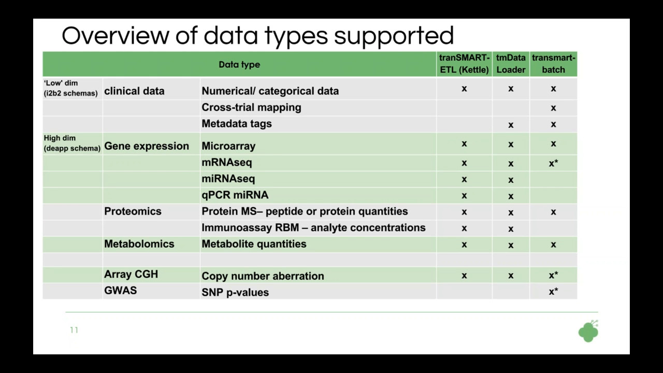This is a table to show you, for the different data types that tranSMART can handle and that you can store, which pipelines are available for each of the three tools. So each line represents either a data type or a specific feature in tranSMART. For example, the second line indicates cross-trial mapping. It's not really a type of data, but it's more that it supports working with cross-trial data as soon as you've loaded it in a proper way. But all the other lines represent so-called data types.